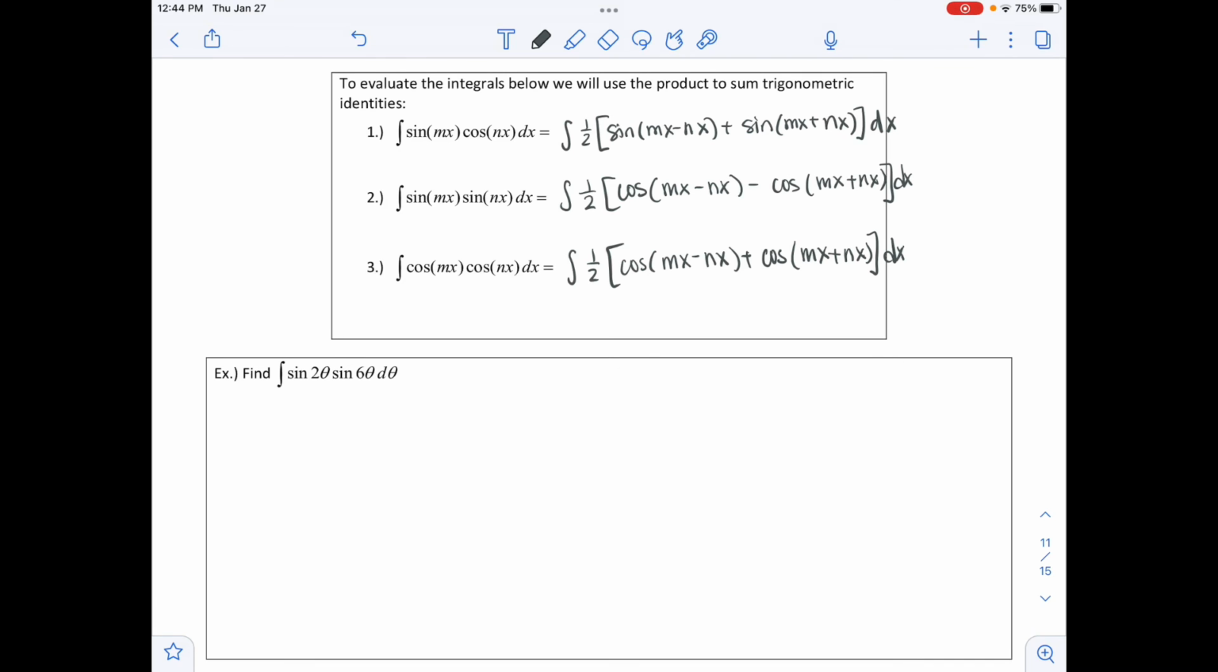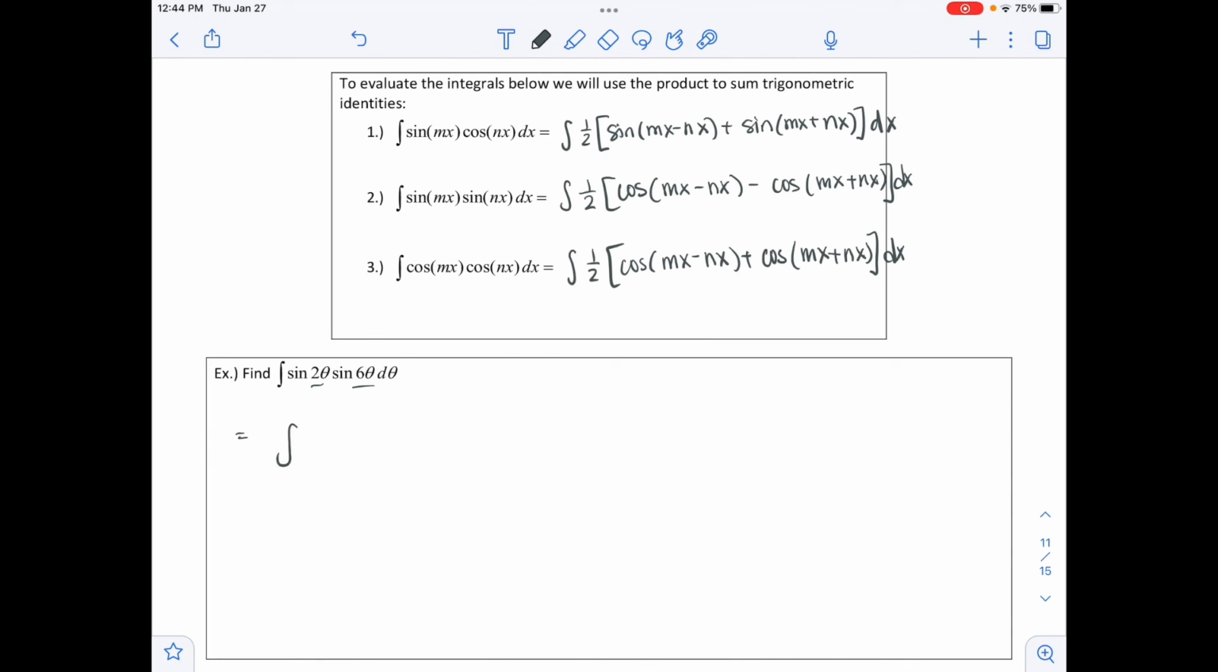Notice that we are dealing with different angles. It's not just theta, like I stated in those formulas right up above. So we have sine of 2 theta and sine of 6 theta. So for this problem, we are dealing with both sines. Then we're integrating this with respect to theta. So I'm going to go ahead and use the second rule that we have up there.